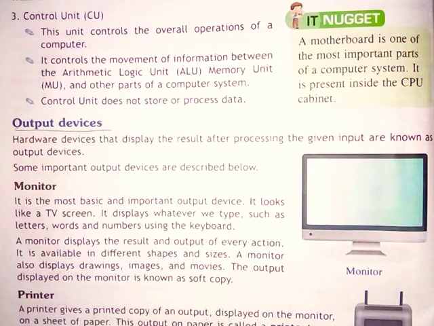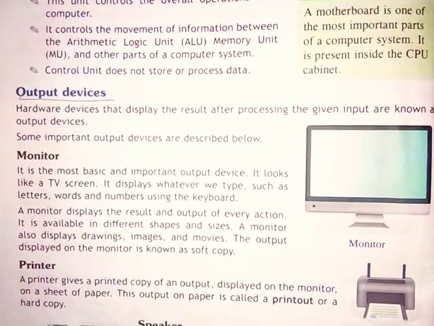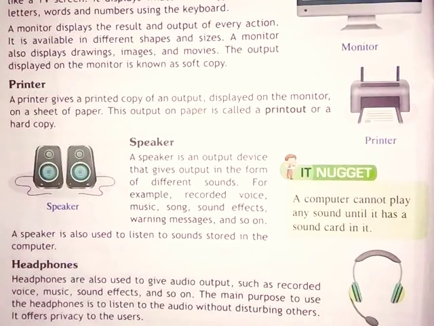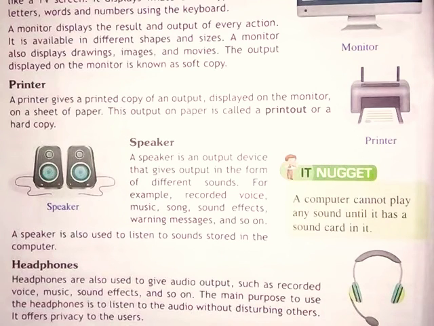A printer gives a printed copy of an output displayed on the monitor on a sheet of paper. This output on paper is called a printout or a hard copy. Speaker. A speaker is an output device that gives output in the form of different sounds. For example, recorded voice, music, song, sound effects, warning messages, and so on. A speaker is also used to listen to sounds stored in the computer.